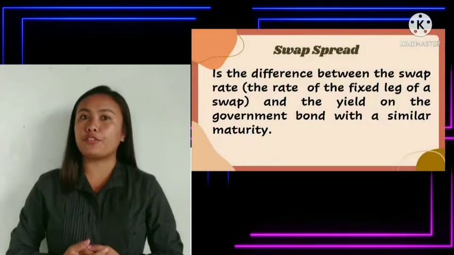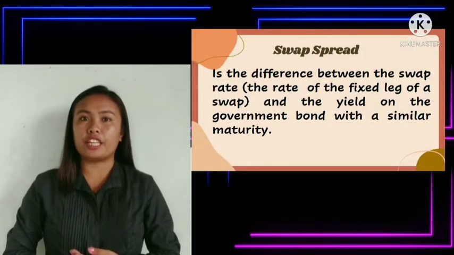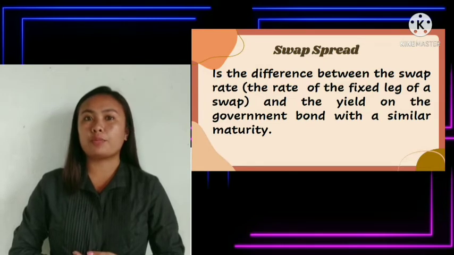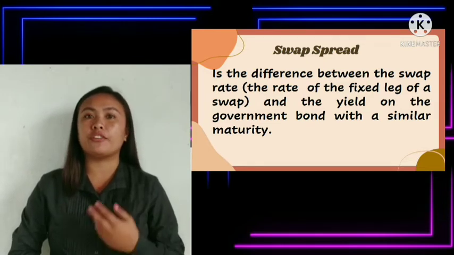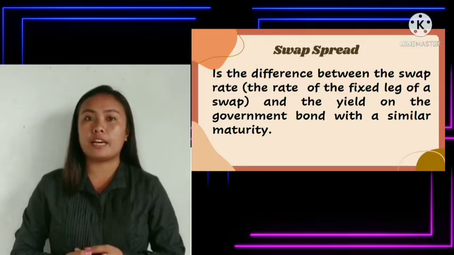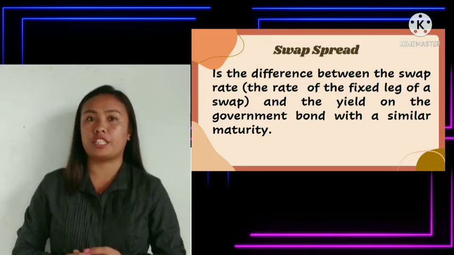Swap spread is the difference between the swap rate, or the rate of the fixed leg of a swap, and the yield of the government bond with a similar maturity. A swap spread is the difference between the fixed component of a given swap and the yield on the sovereign debt instruments with a similar maturity.